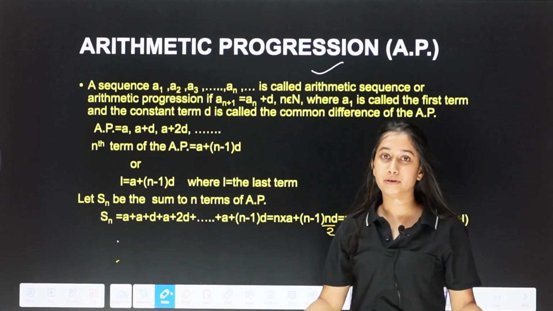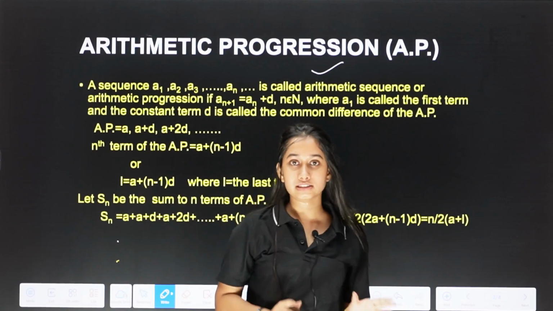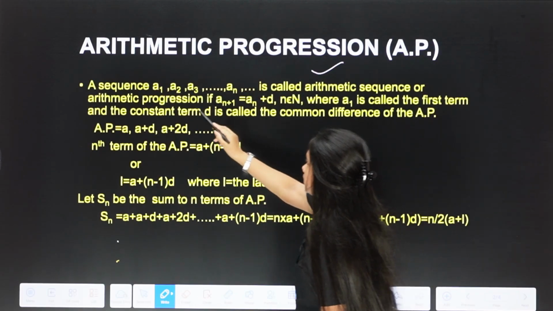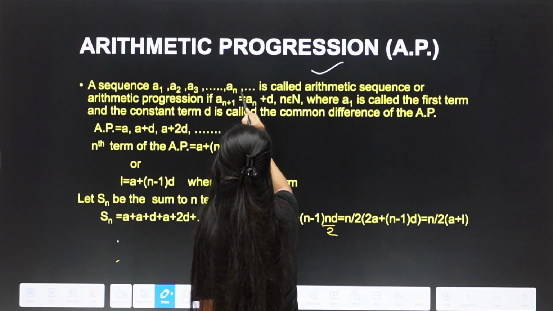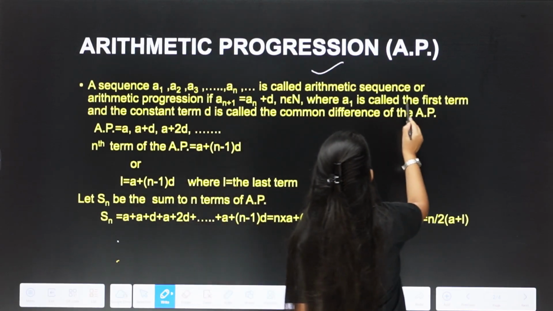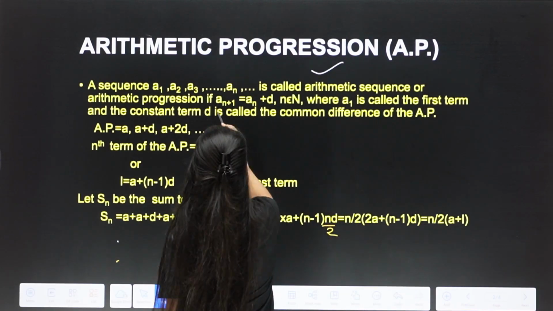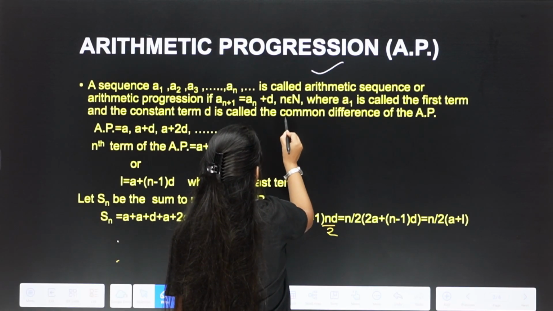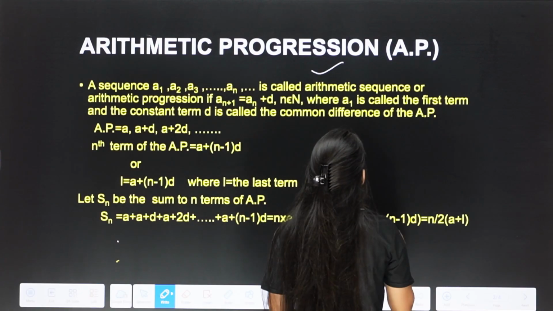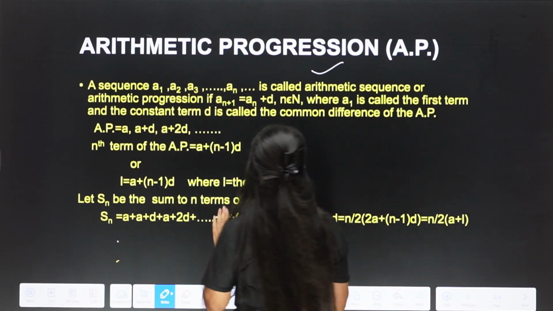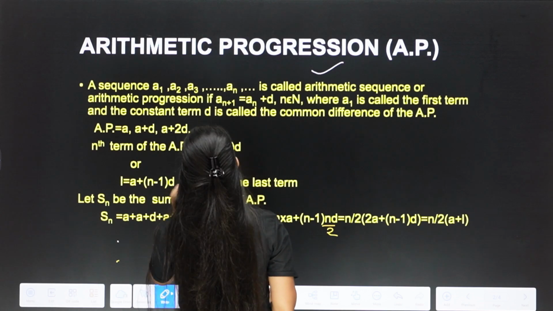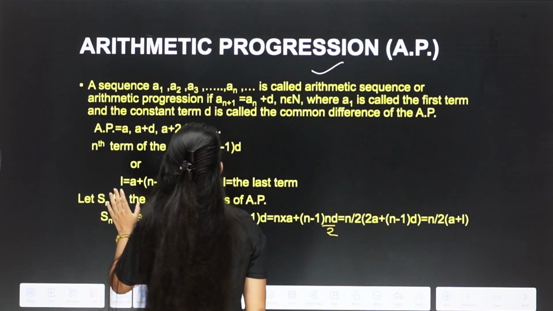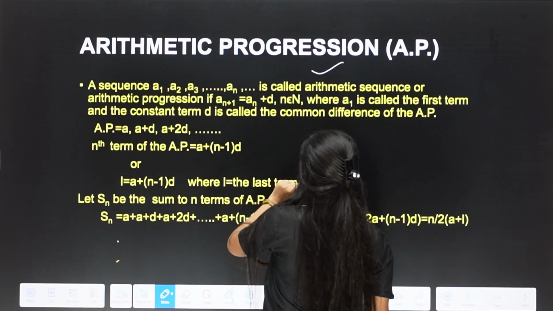So what is an arithmetic progression? A sequence is called an arithmetic progression or AP. A sequence A1, A2, A3 up to AN and so on is called an arithmetic sequence or arithmetic progression if AN plus 1 is equal to AN plus D, where A1 is the first term and D is the common difference between the terms.